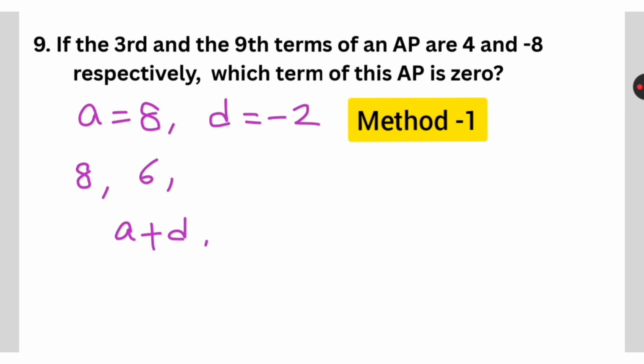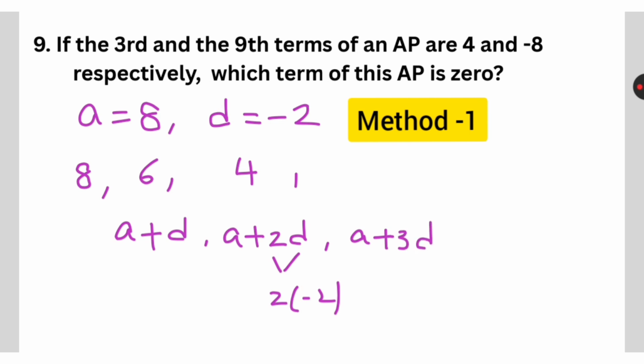And the third term is A plus 2D. Isn't it? So for this 8, you just add 2 times minus 2. So 2 times minus 2 is minus 4. So 8 minus 4 is 4. That is the third term. Next, write the fourth term. Fourth term is nothing but A plus 3D. So A is 8 plus 3 times D, which is minus 2. 3 times minus 2 gives minus 6. Just write here minus 6. 8 minus 6 is 2.